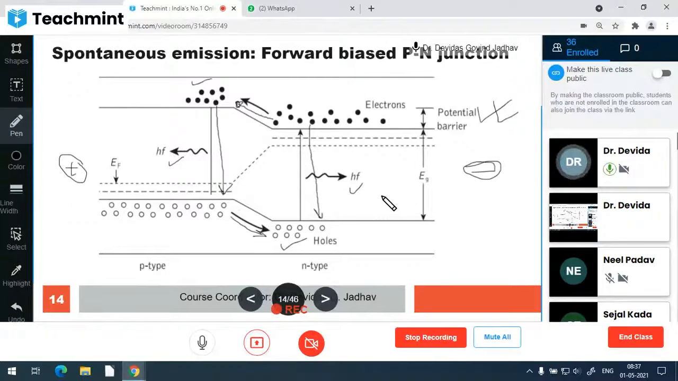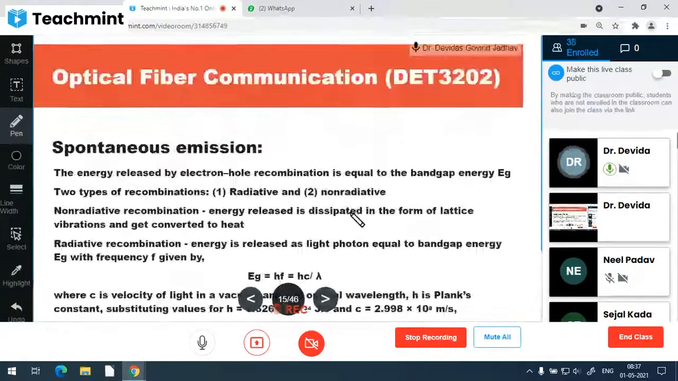But these photons have the same wavelength, same energy, same frequency. So this is monochromatic, but it is random, so it is non-coherent, incoherent. So this is called spontaneous emission. And again, spontaneous emission has two types: radiative and non-radiative. Whenever there is a radiation of photon, it is radiative. Whenever non-photon energy is radiated, that is mechanical energy or thermal energy, it is non-radiative.